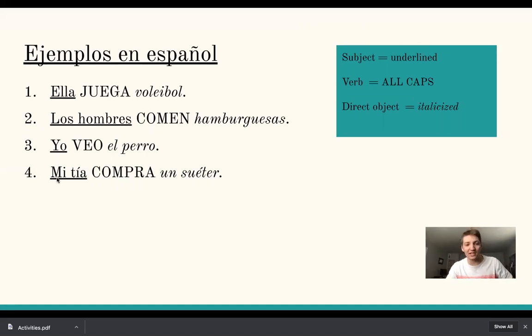And finally, mi tía compra un suéter. Who's doing the buying? My aunt. That's our subject. What is she doing? The action. She's buying, our verb. What is she buying? A sweater. That is our direct object. Okay.